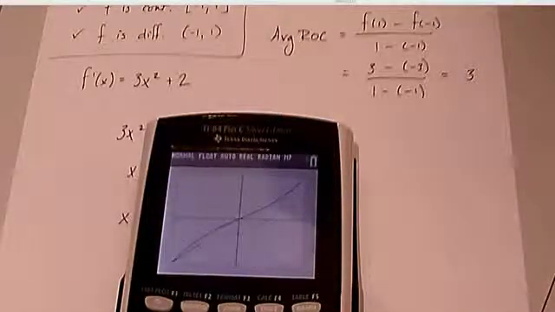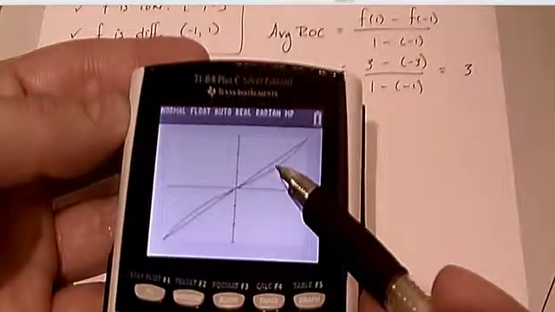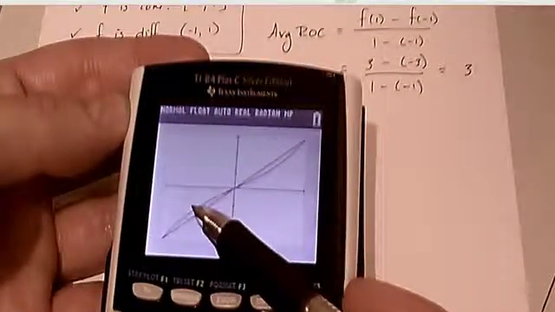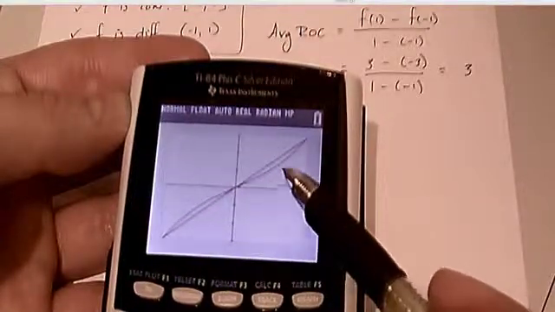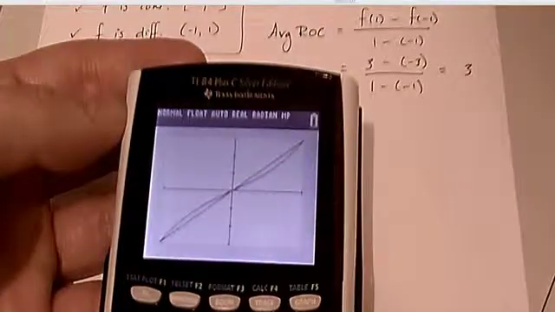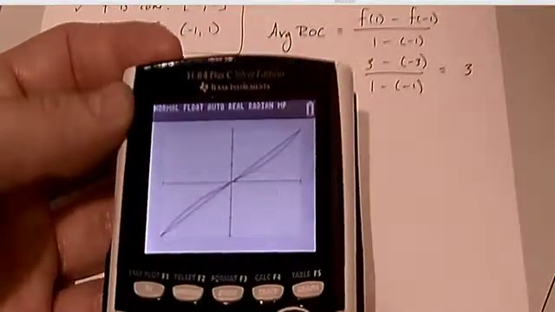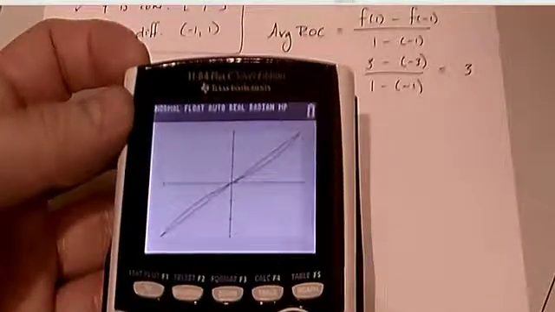Okay, and here comes the average rate of change. That is your secant line right there. Now notice that right about here and right about here, you can actually have tangent lines that would be parallel to that secant line. So while the mean value theorem only guarantees in the abstract that there will be one on the interval if the hypotheses are satisfied, this one actually has two.